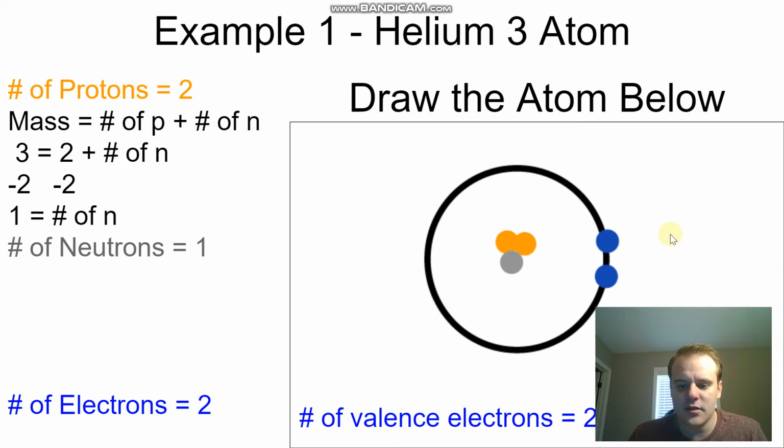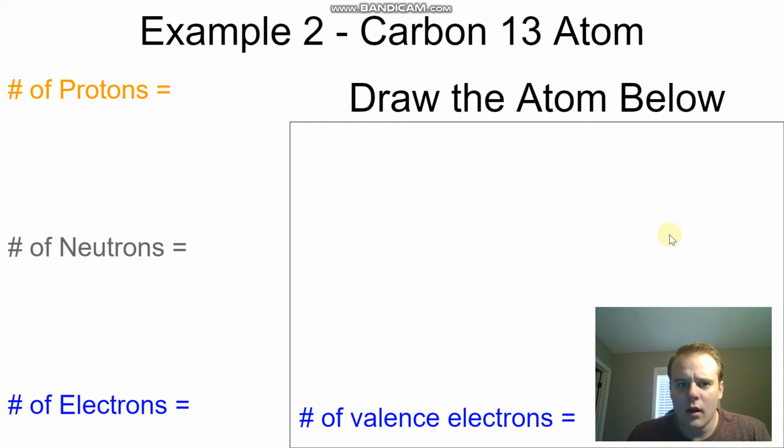Right, 2 valence electrons. Okay, so let's go on to the next example. It's going to be very similar. We're going to follow the same steps. In this example, we're dealing with the carbon-13 isotope. First things first, we've got to find carbon on the periodic table.